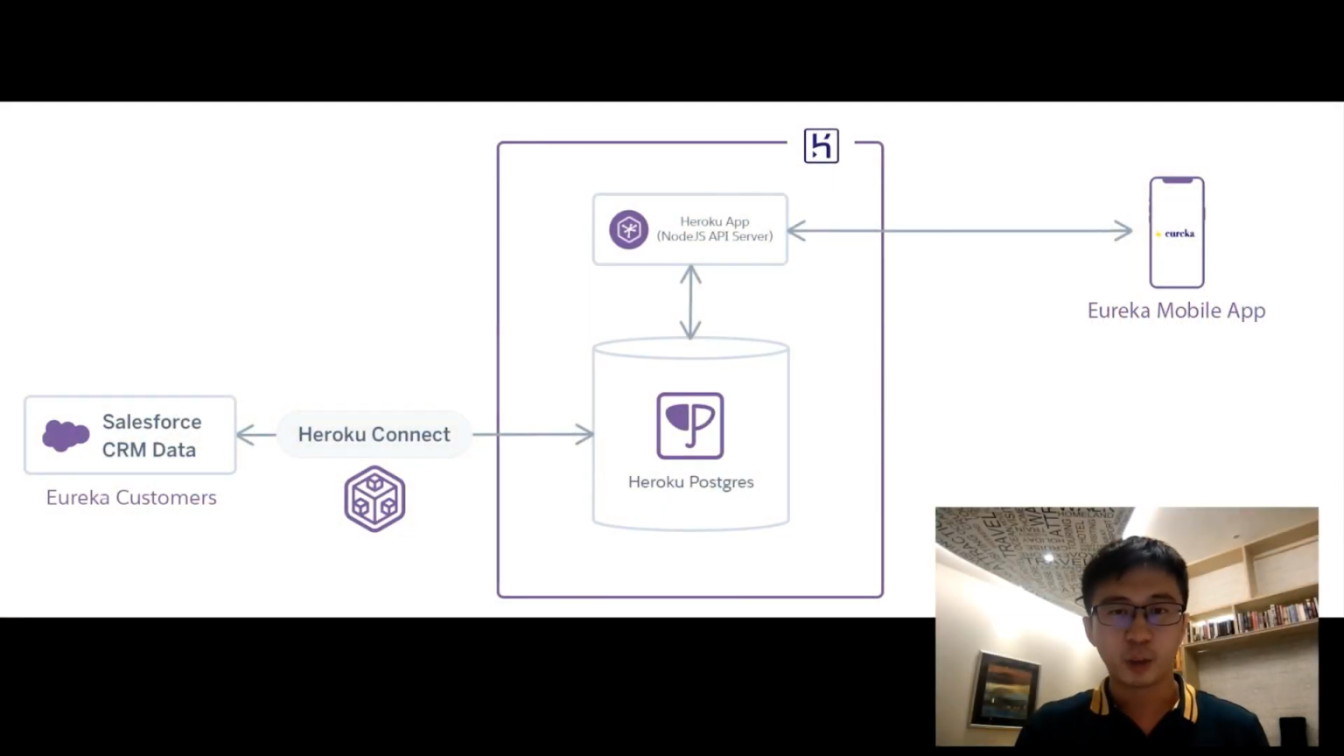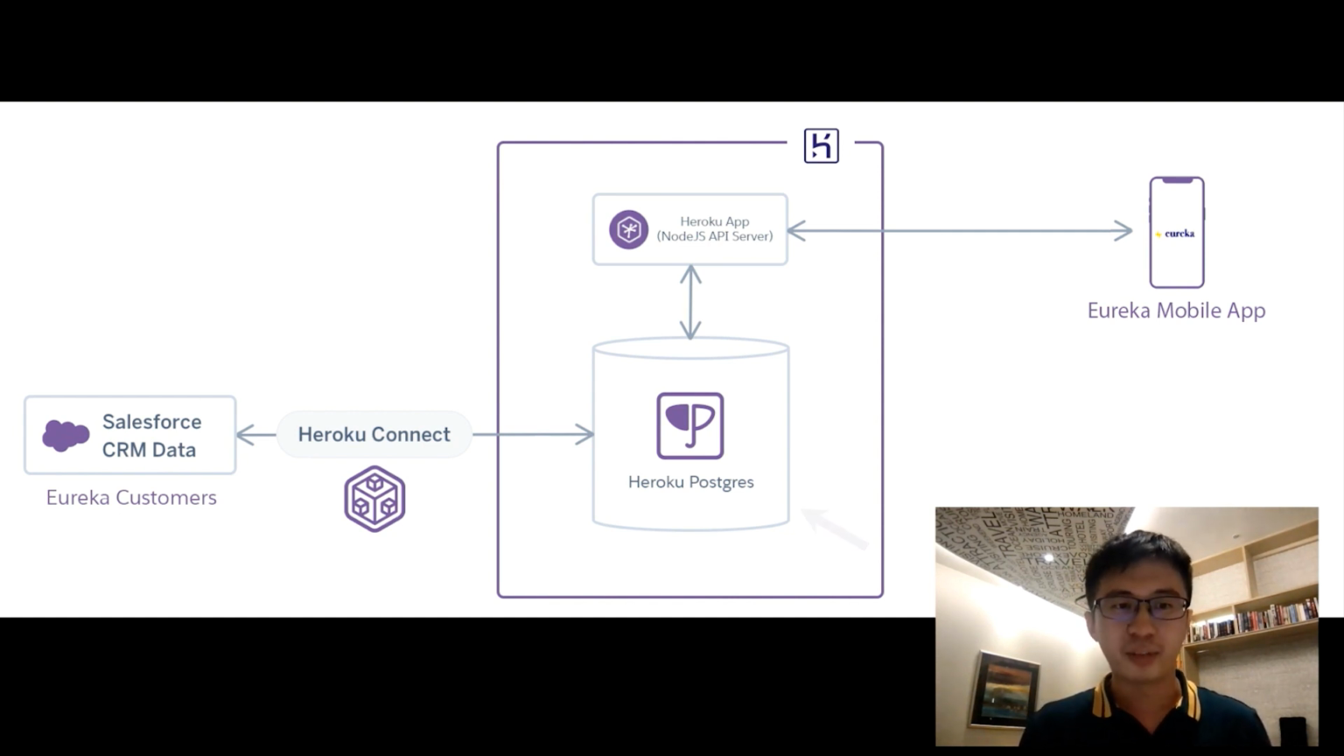All right, so now let's discuss how we can expose this data securely to the Eureka mobile app. Let me share with you the high-level architecture on how that's done. So first of all, as you see on this diagram, number one, we have Heroku Connect. Heroku Connect allows the synchronization of data two ways between the Salesforce org, typically within the Eureka Customers custom object, which I've used here, and the Heroku Postgres database.